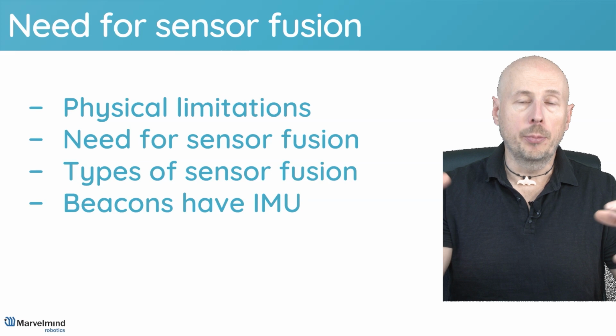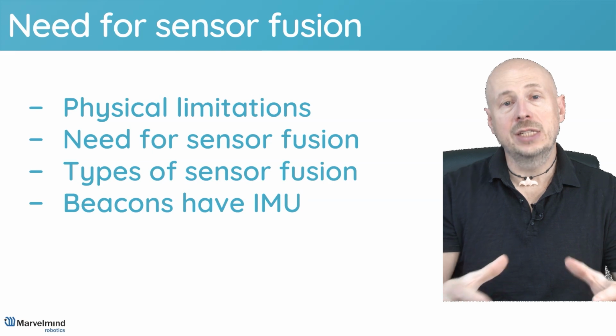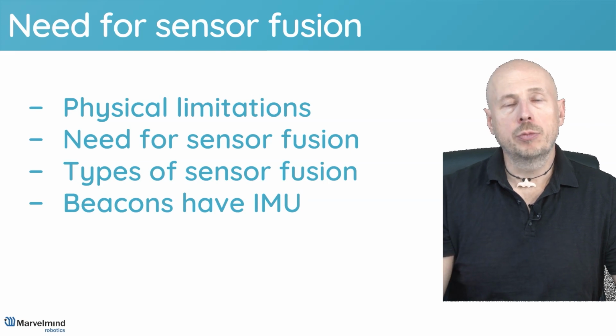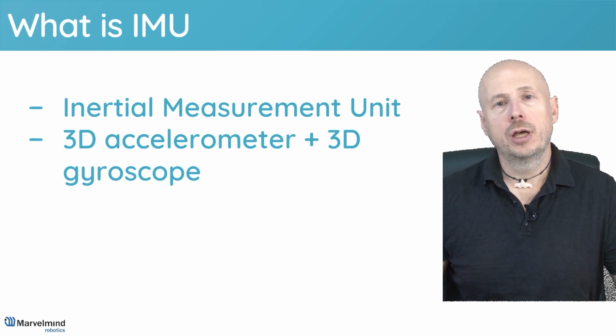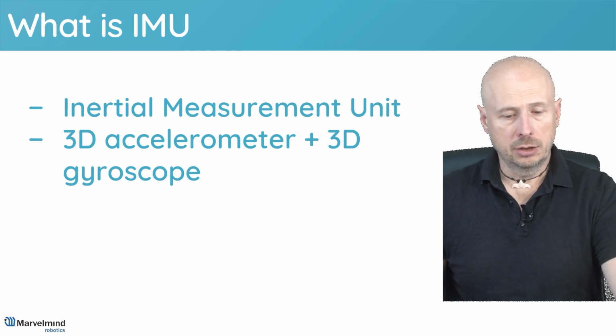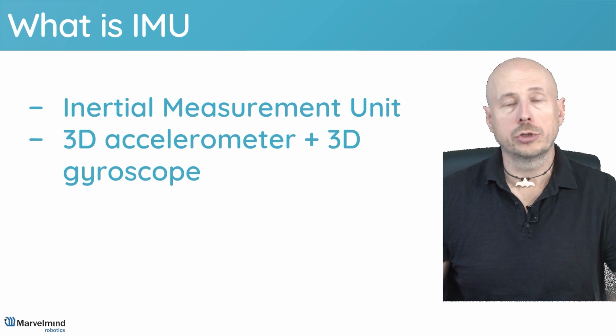But by smartly combining all this data and arranging self-checking, so basically sensor fusion, the best of the best from both systems, or more than two systems, can be utilized. So in our case, we are talking about IMU plus ultrasound sensor fusion. What is IMU? IMU stands for Inertial Measurement Unit. In our case, it contains a 3D accelerometer and 3D gyroscope. Each of our beacons has it already on board, so if you didn't know, of course, use it.